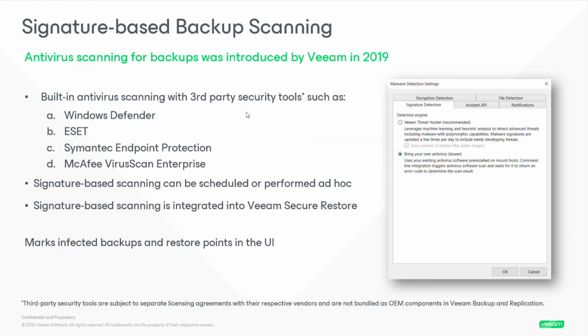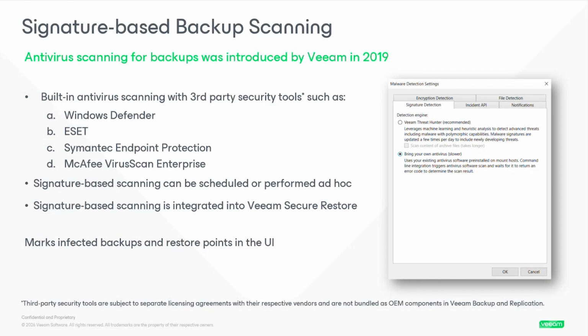Okay, then from a signature-based scanning, you could either use the Veeam Threat Hunter or you can use your own antivirus. Understand the Veeam Threat Hunter is that second pair of eyes. We do not want you to stop using your own antivirus software. We're not an antivirus company. We are a backup vendor, but we are there to assist and help in this fight against ransomware attacks.